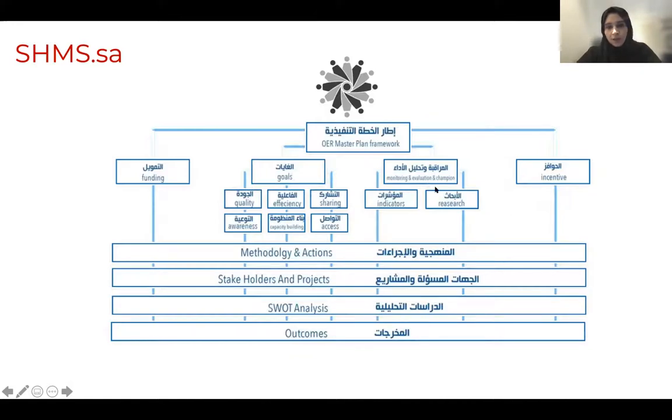So this is the OER master plan framework and the organizational structure. As you can see here, there's the methodology and the actions, the stakeholders and projects, the SWOT analysis, the outcomes expected, the incentives, how the monitoring and evaluating of the members and contributors, the research and main indicators, and the goals linked with the sharing processes, the efficacy, the quality control, the awareness, the capacity building, access, and funding.